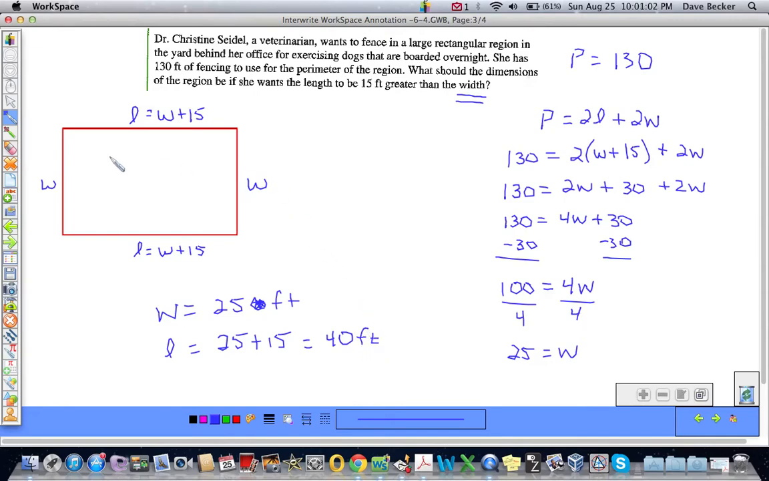But if we want to check, we can say, okay, 25, 25 for the width, 40, 40 for the lengths, and if I find the perimeter, it better add up to 130. 80 and 50 is 130. I know I am right. How awesome is that? Love mathematics.